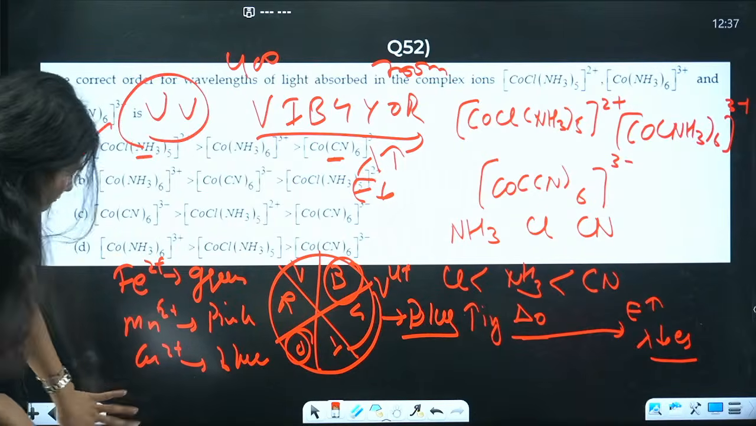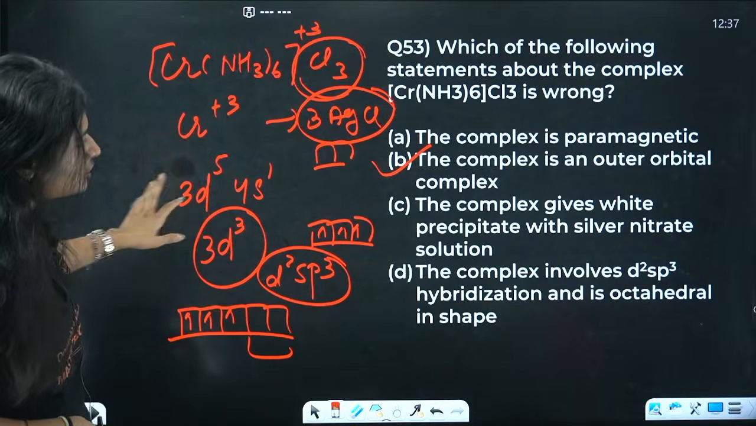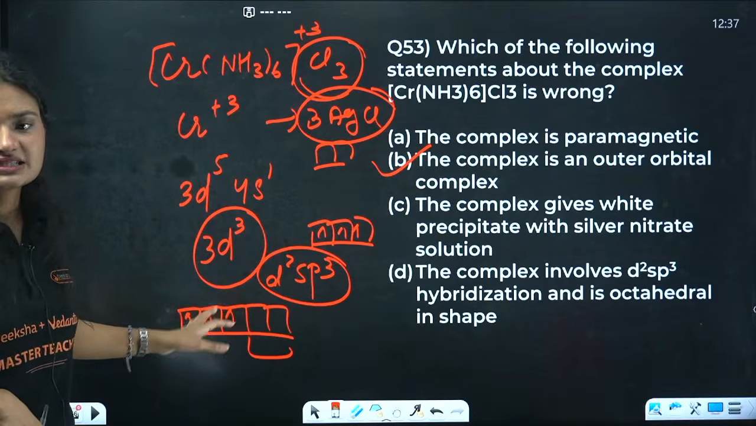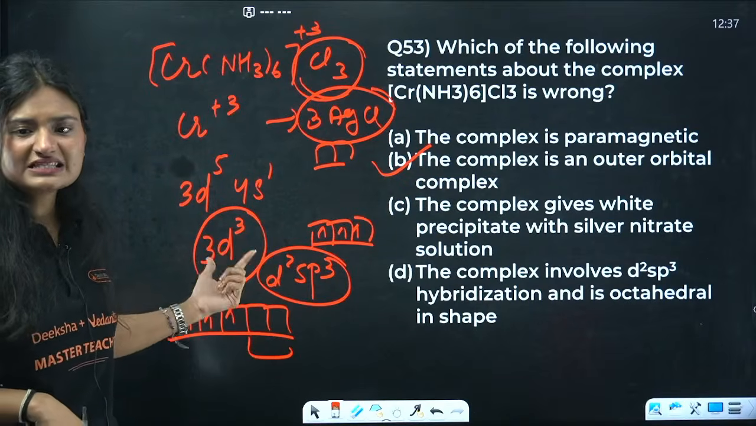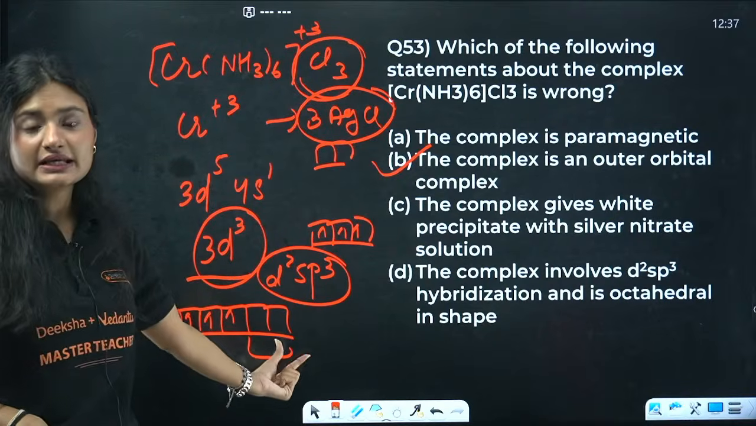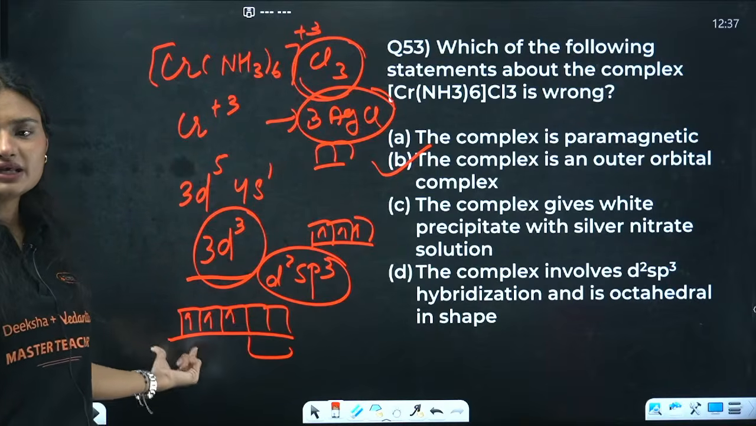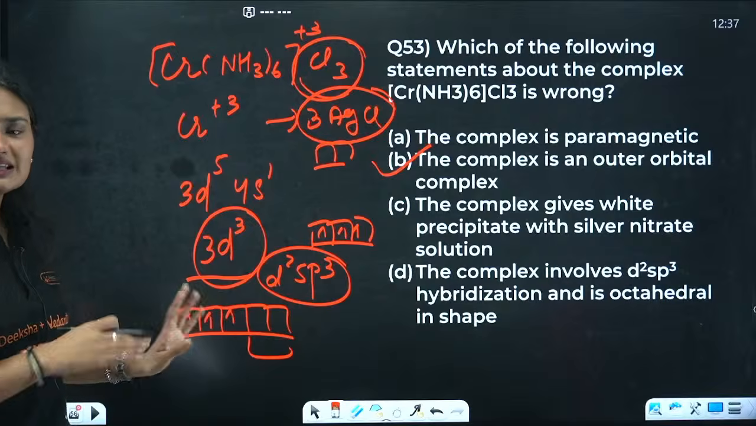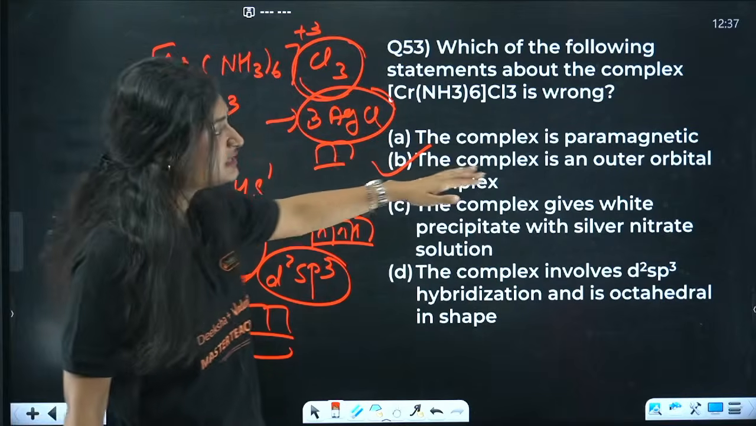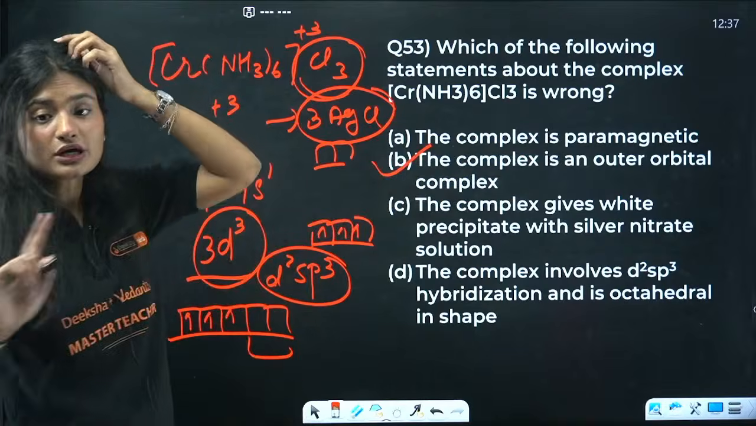Next question. Again, what is wrong with this one? In this case, this is an inner orbital complex, not an outer orbital complex, because the configuration is 3d3. 3d3 means two d orbitals are already empty. This is paramagnetic, because without pairing we are doing nothing. Since two empty d orbitals are already there, an inner orbital complex will form, not an outer orbital complex.